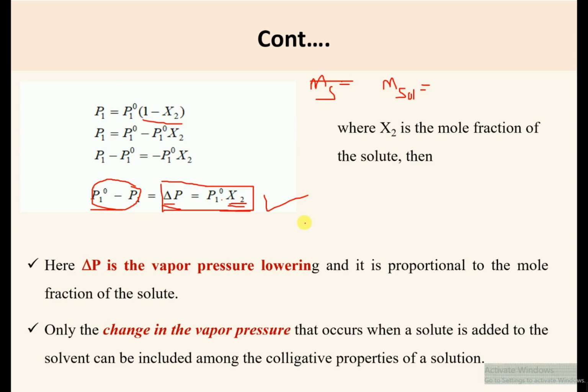Okay, we said vapor pressure lowering is a colligative property. So this equation from Raoult's law tells us how much, in terms of amount. Okay, so as long as we know the mole fraction of the solute added in the solution, we can predict the change in vapor pressure.